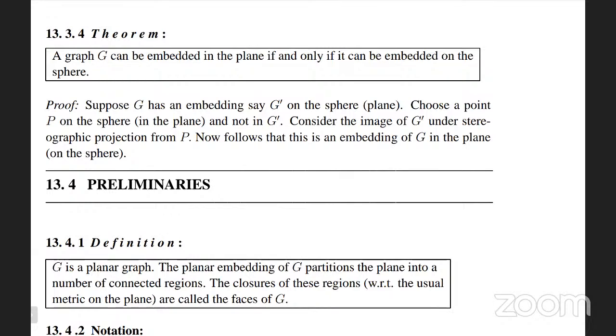So considering the image of G dash under the graphic projection from P, we can follow that it is an embedding of G in the plane only, not on a sphere. So it is the converse. It can be a 2 marks, 4 marks or 5 marks question. Here we will ask this kind of observation in a 5 marks question.